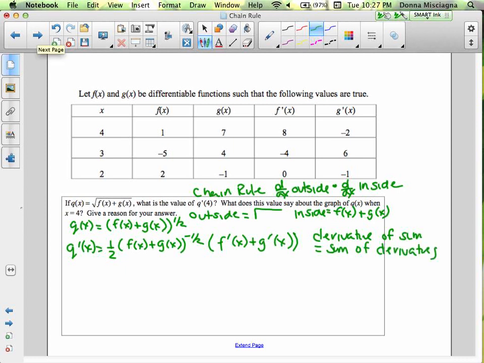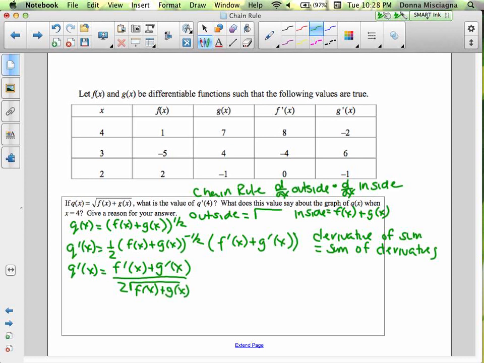All right, let's clean this up, and then we'll plug in. All right, so q prime, and then we'll answer the question. Q prime of x equals, all right, so you're going to have f prime of x plus g prime of x in the numerator. And in the denominator, it's going to be the 2. And I'm going to change that back to a square root. I kind of like square roots better. F of x plus g of x.